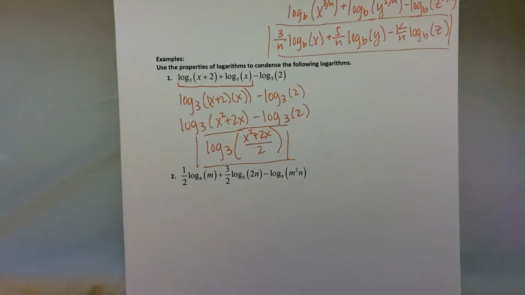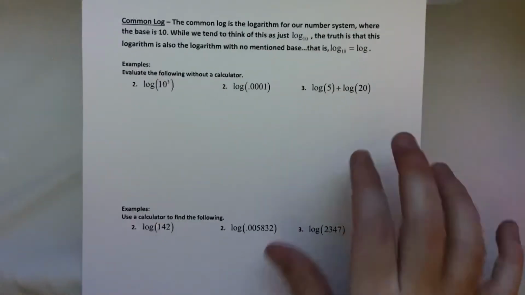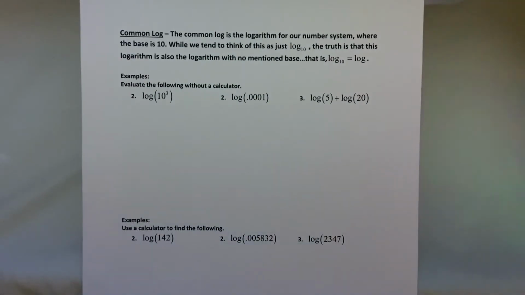Now when are these somewhat helpful? Particularly when we're evaluating logs without a calculator, for numbers in particular. So the common log. The common log is the logarithm for our number system where the base is 10. Well, we tend to just think of this as log base 10. The truth is, the log is also the logarithm with no base. So if you see a log without a base, it's a log base 10 problem.